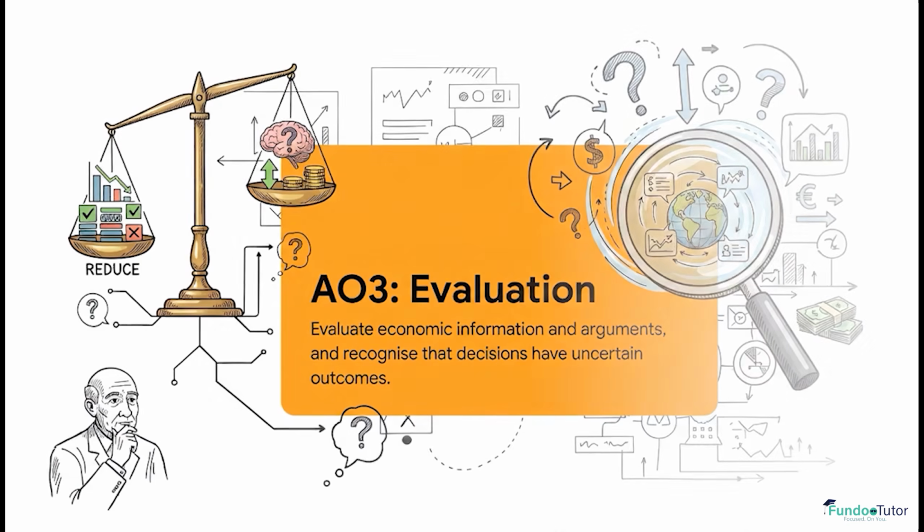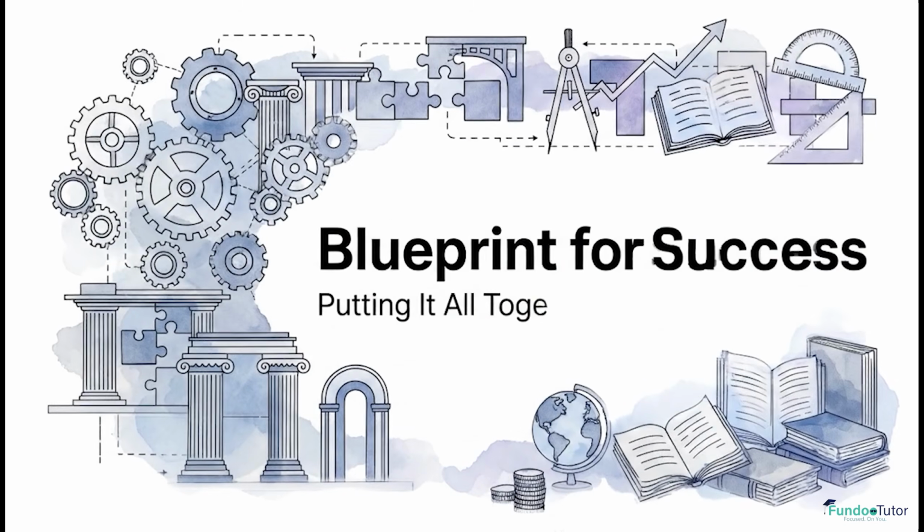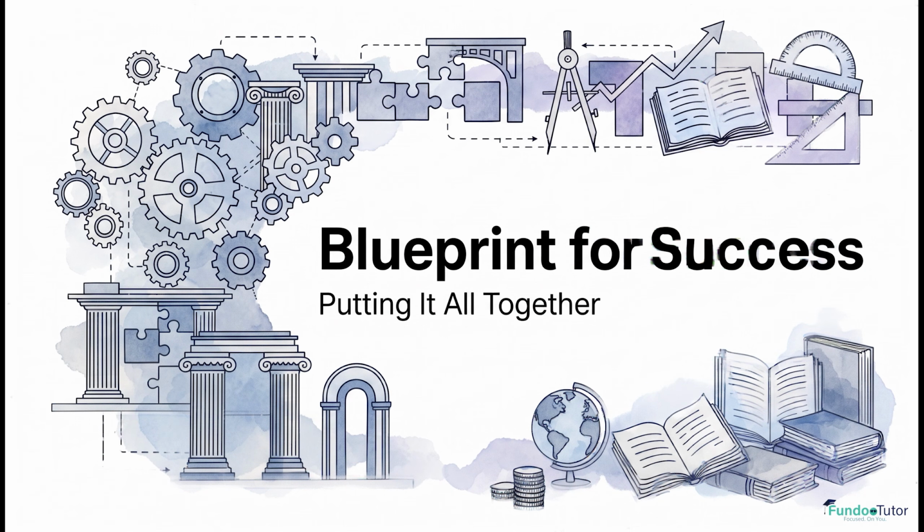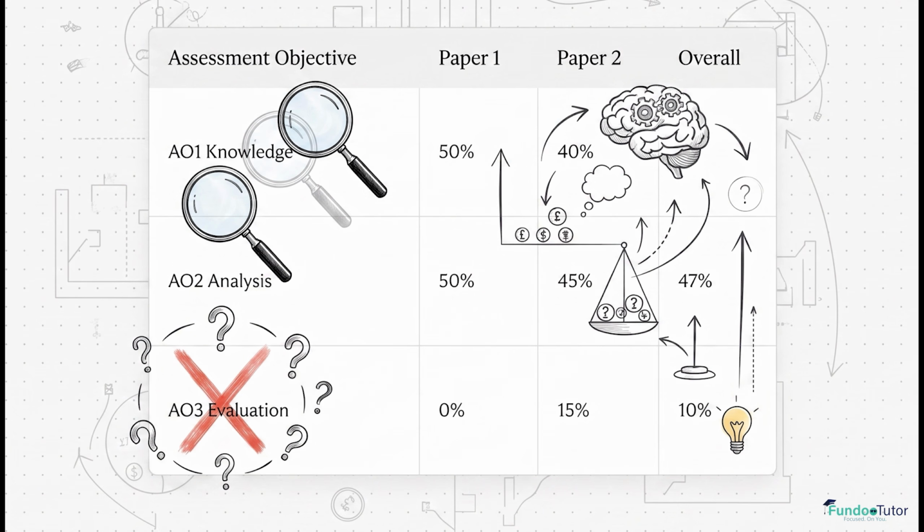Okay, you now know the structure of the papers, and you know the skills you need to show. Now let's put it all together. This is the blueprint that's going to shape your entire revision strategy. Take a good look at this, because this table is everything. Notice how Paper 1 is a perfect 50-50 split between knowledge and analysis. And look at this, 0% for evaluation. That tells you that for Paper 1, it's all about speed and accuracy.